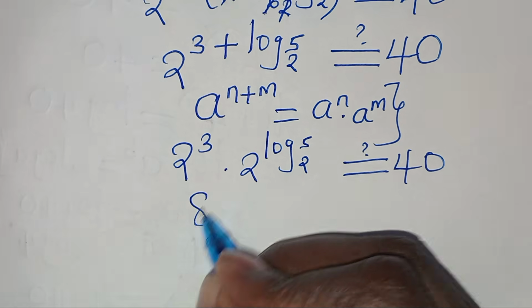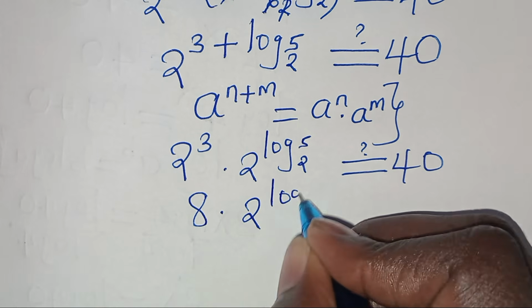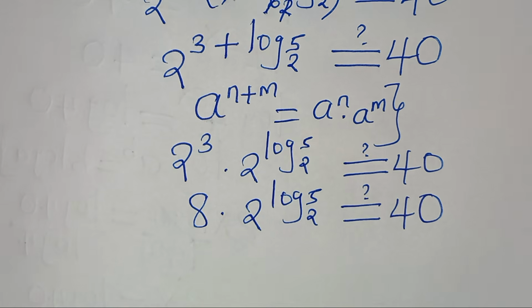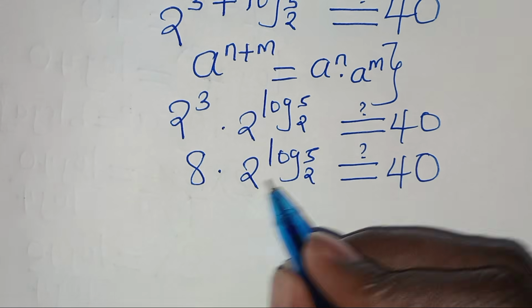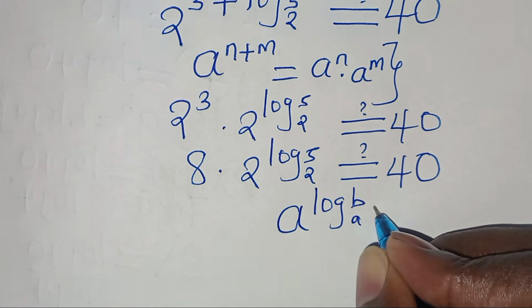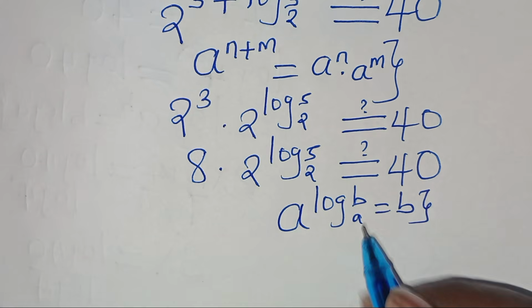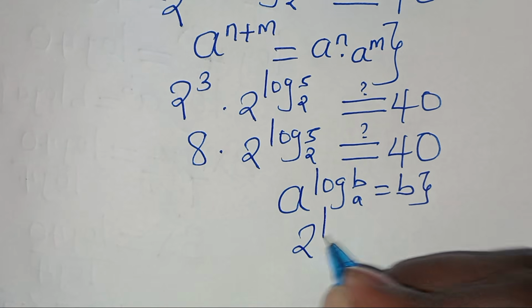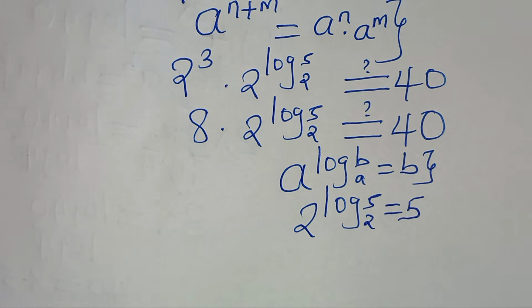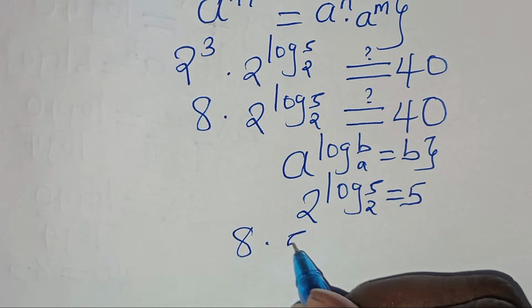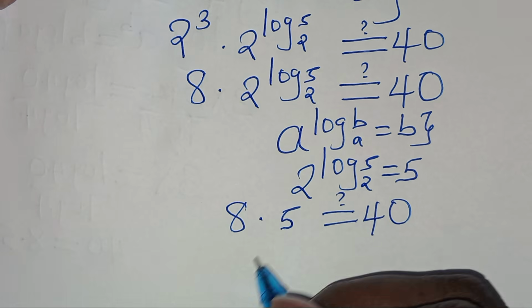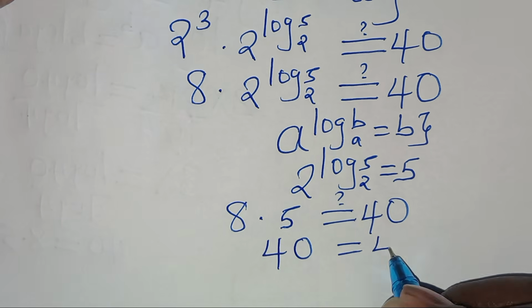Now 2 to the power of 3, this is 8, times 2 to the power of log 5 to base 2. And this should give us a value of 40. Now we have that 2 to the power of log 5 to base 2. This is of the form a to the power of log b to base a, and this should give us a value of b. Now let's apply this logarithm property so that 2 raised to the power of log 5 to base 2 gives us a value of 5. So let's substitute 5. We have 8 multiplied by 5. This should give us a value of 40. So 8 times 5, this is 40, which is equal to 40.